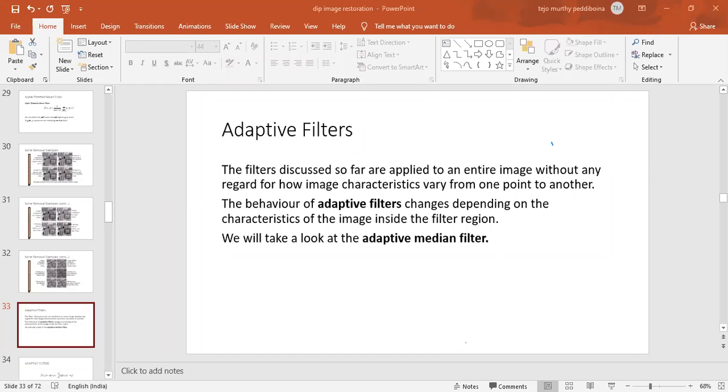This is the method of adding the noise, salt and pepper noise. We have another example also. This is salt and pepper noise with median filter. What happens? Let us see.